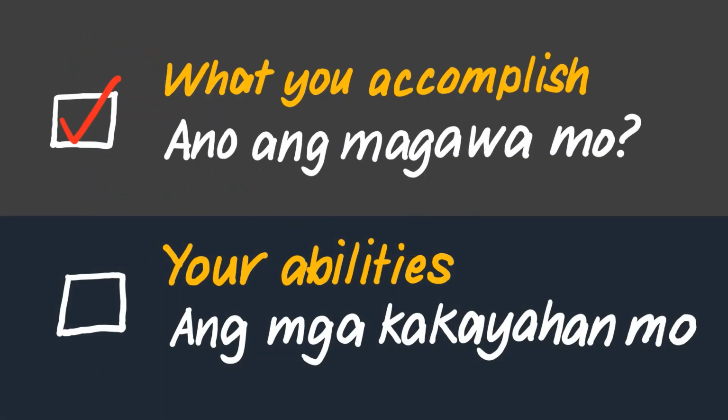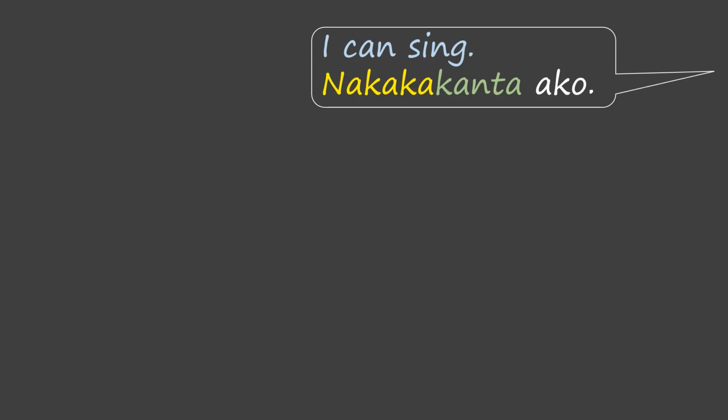So far, all the sentences and words we have used are about expressing our accomplishments, what we have accomplished or will be able to accomplish. But what about your abilities, ang mga kakayahan mo? Here are some sentences to give us an example of talking about our abilities. I can sing. Nakakakanta ako. Can sing. Nakakakanta.